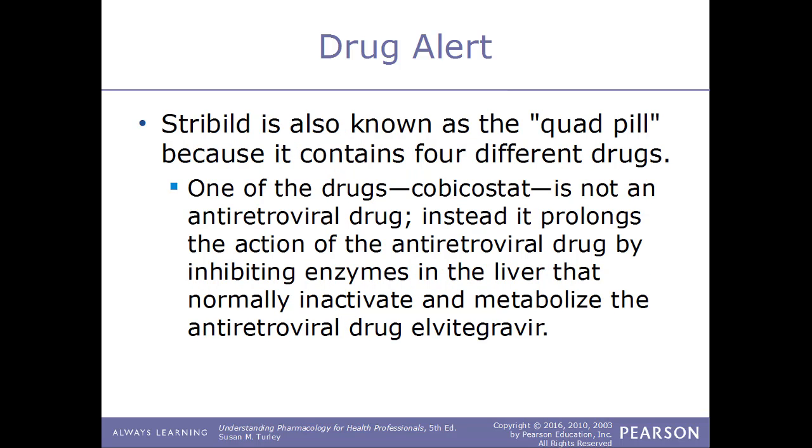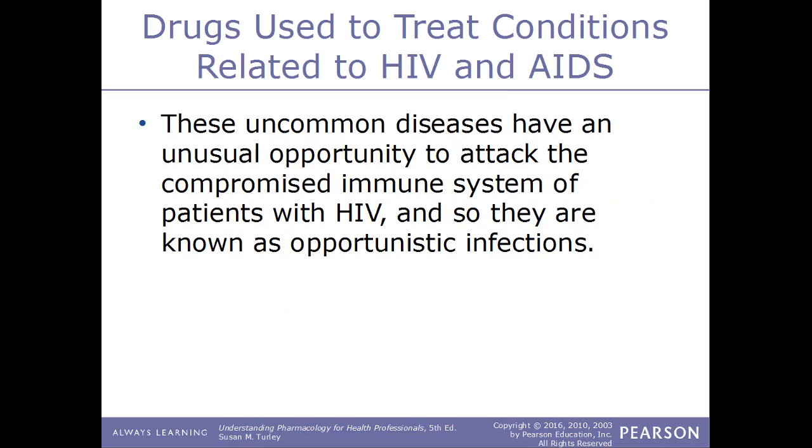Stribild is also known as a quad pill because it contains four different drugs. And one of the drugs, cobicistat, is not an antiviral drug. Instead, it's there to prolong the action of the antiretroviral drugs by inhibiting enzymes in the liver that would normally inactivate and metabolize elvitegravir. Now we'll talk about drugs used to treat conditions that are related to HIV and AIDS.